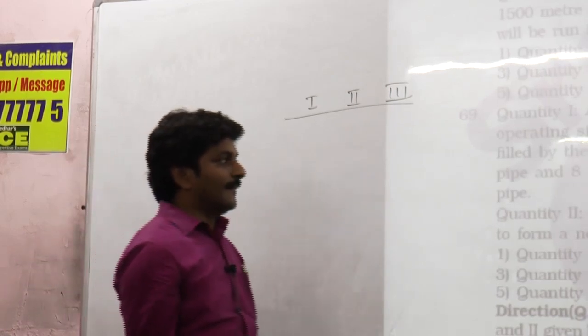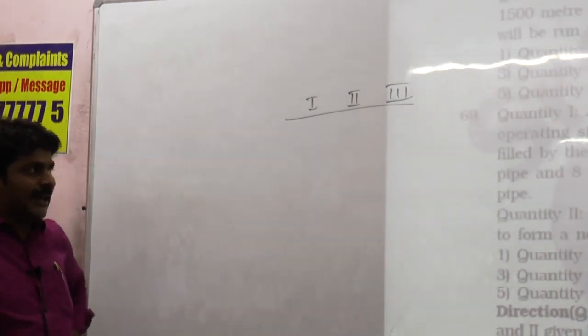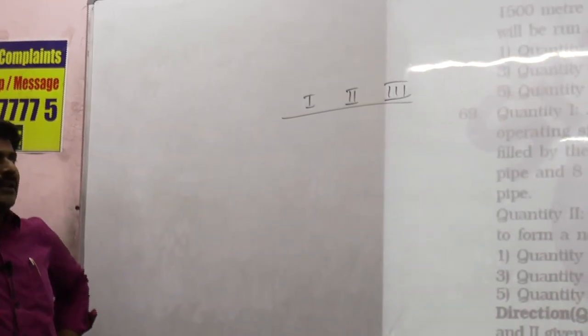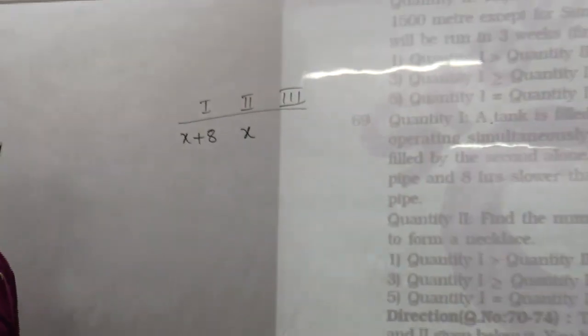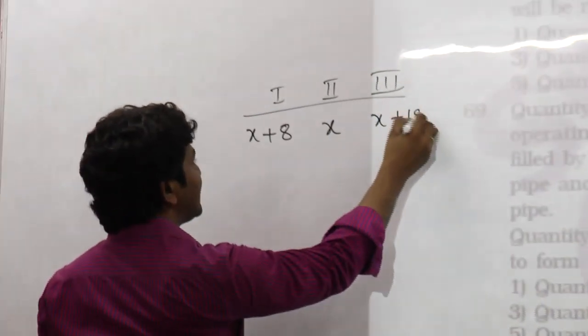Next, the first pipe fills the tank 10 hours faster than the third pipe and 8 hours slower than second pipe. Find out the time required by second pipe. If it is X, first tap takes X plus 8, and first pipe fills 10 hours faster than third pipe. This becomes X plus 18.